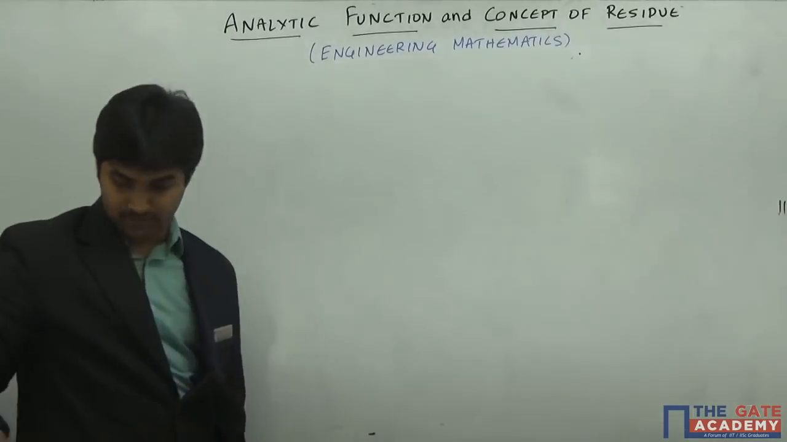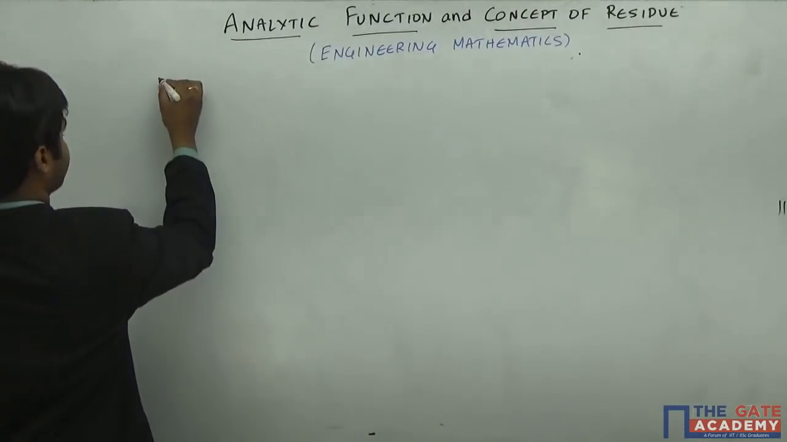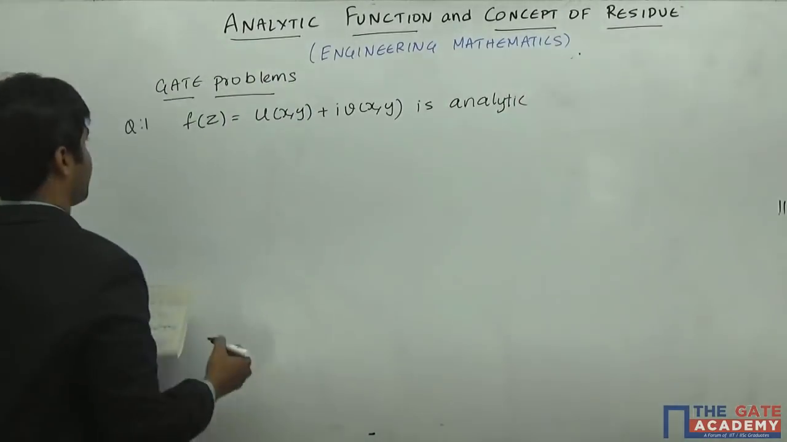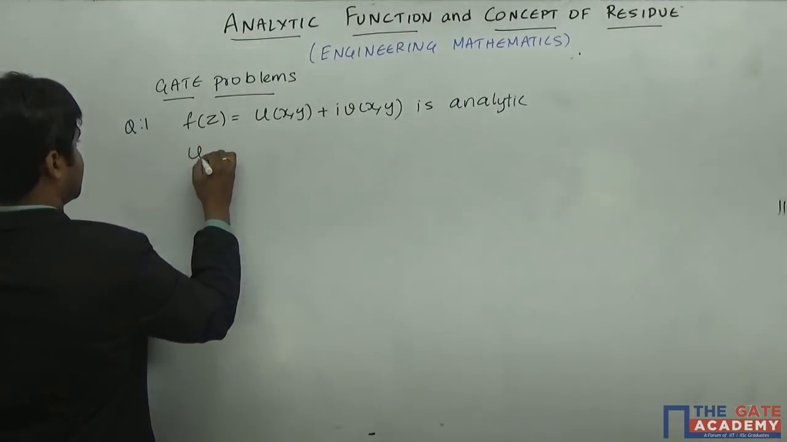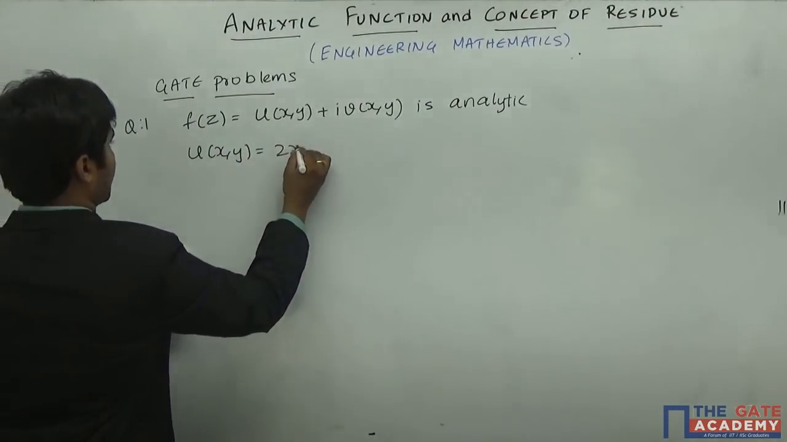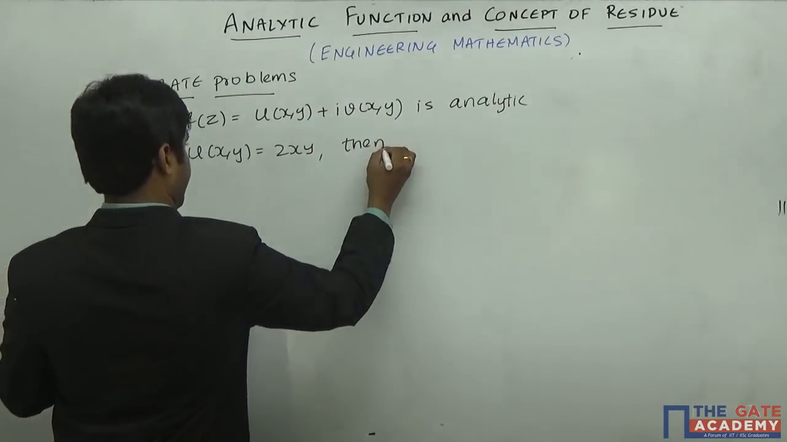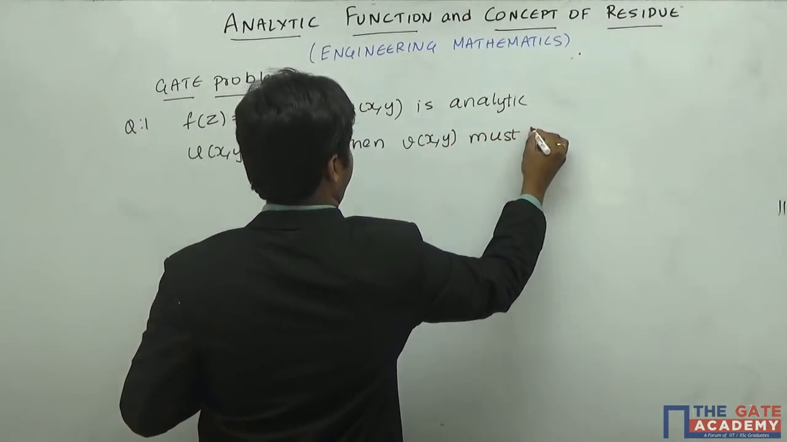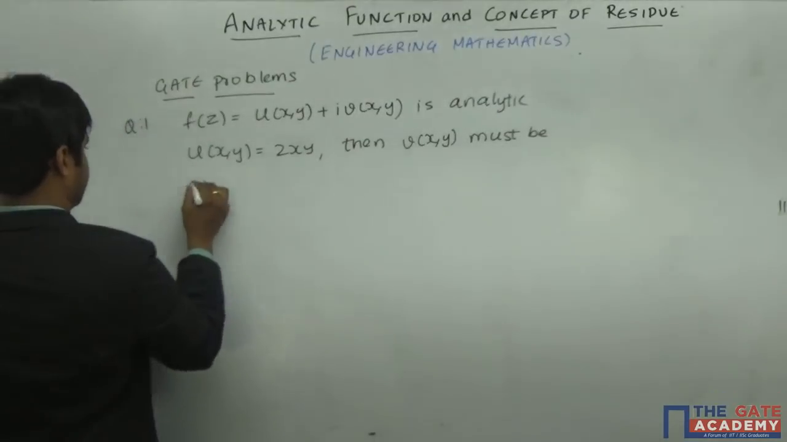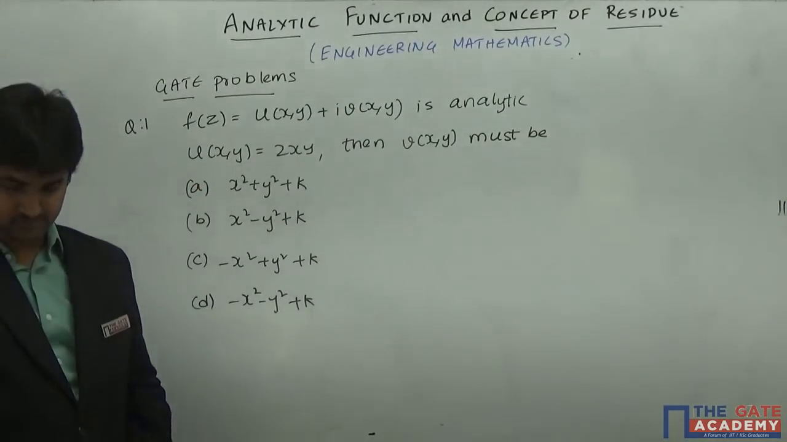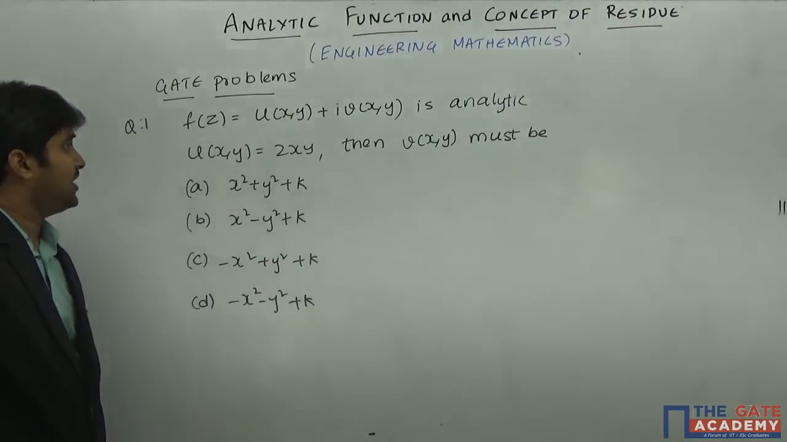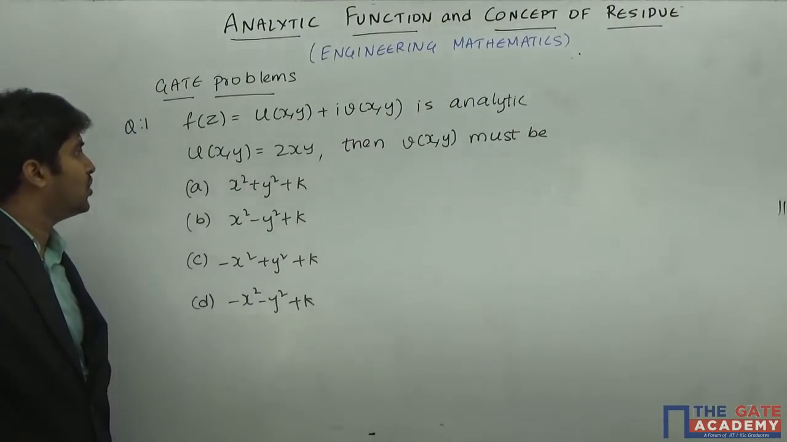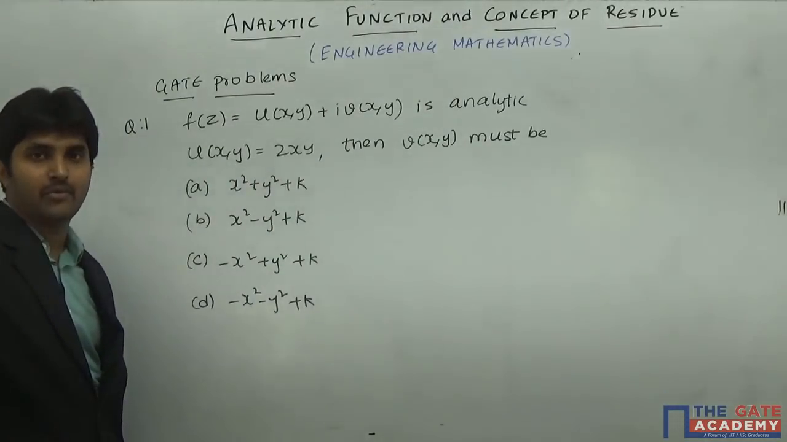So let us solve some GATE problems. It is given that f of z is analytic. f of z is equal to u of x comma y plus i into v of x comma y, and it is analytic. The real part is given as u of x comma y is equal to 2xy. Then v of x comma y must be dash.